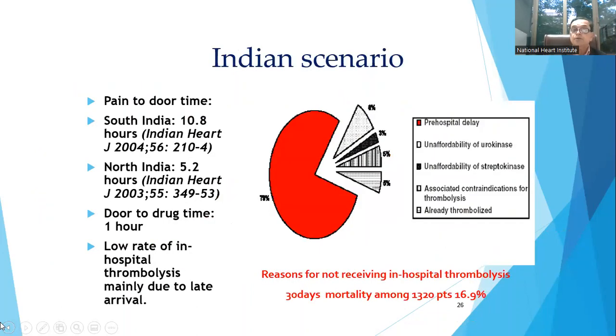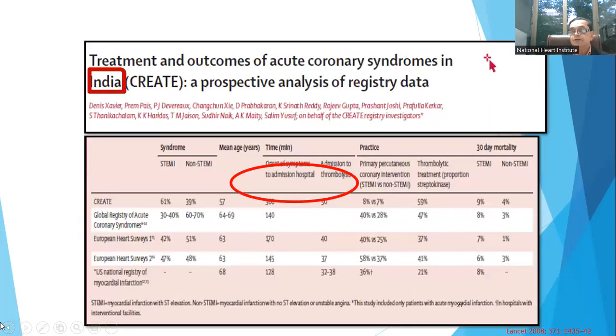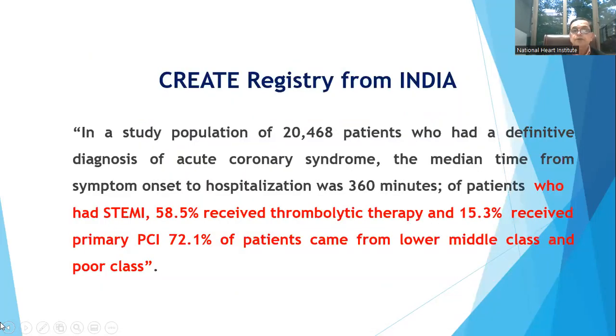If we look at the Indian scenario, it is even poorer. In South India, the average time from pain to presenting to the hospital was 10.8 hours. North India is slightly better, 5.2 hours. It is the large CREATE registry, which I'm sure all of us are aware of. Look at this CREATE registry. More than 20,000 patients were studied, and 58% of the patients received thrombolytic therapy and only 15% received primary PCI. And the symptom onset to hospitalization was almost 360 minutes.